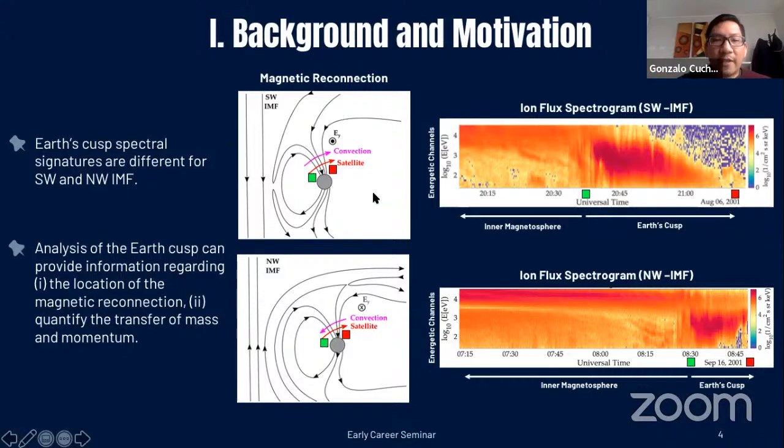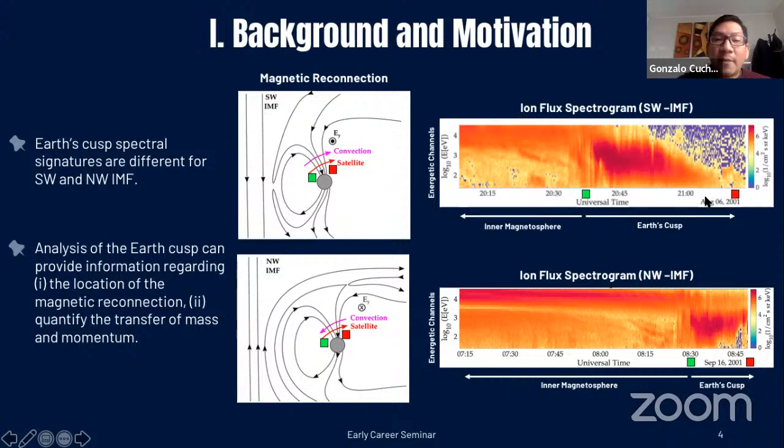So how can we observe that in the Earth cusp? Well, what I'm showing you here is a measurement from Cluster. It was taken when the satellite was moving from low latitudes to high latitudes. This green square and red square indicate the positions. And in this plot, this is called a spectrogram. This is specifically for ions, specifically for protons.